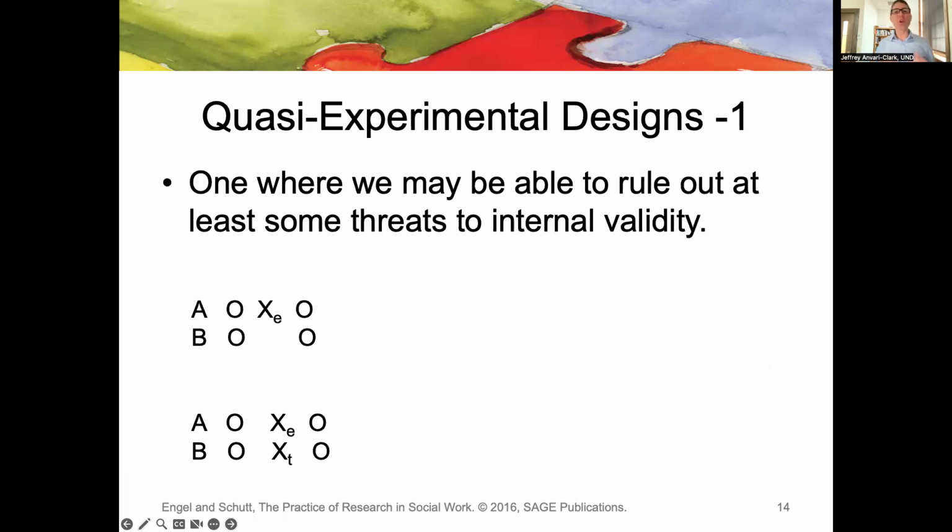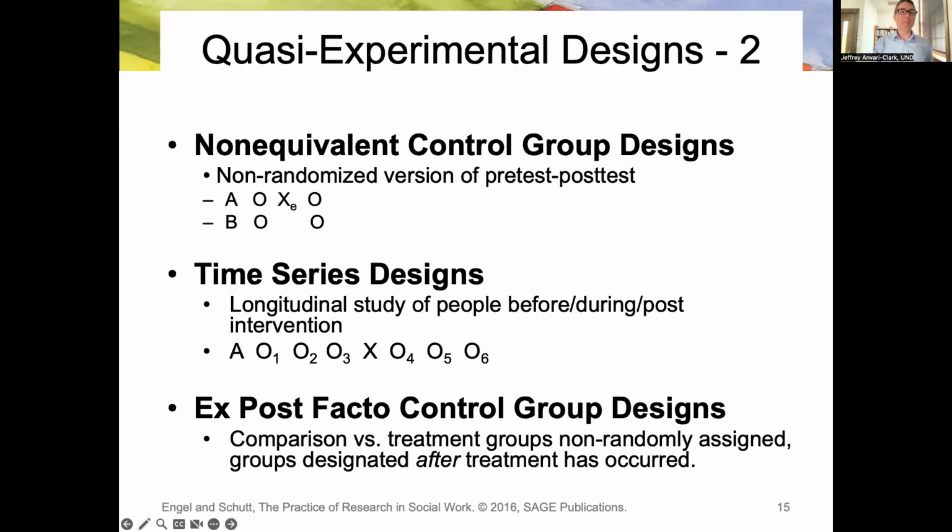So in these cases, there's no randomization, but maybe we are able to have two different groups. And so we have group A and group B. So we can at least rule out some threats to the internal validity, whether we have treatment versus no treatment or treatment versus treatment as usual. And so we can have that type of design, and that's a non-equivalent control group, so a non-randomized version of that pre-test post-test that we just saw.